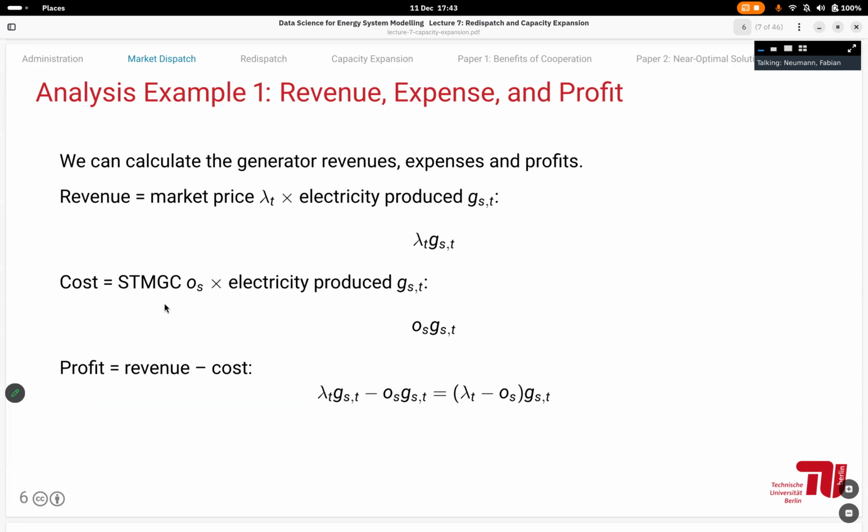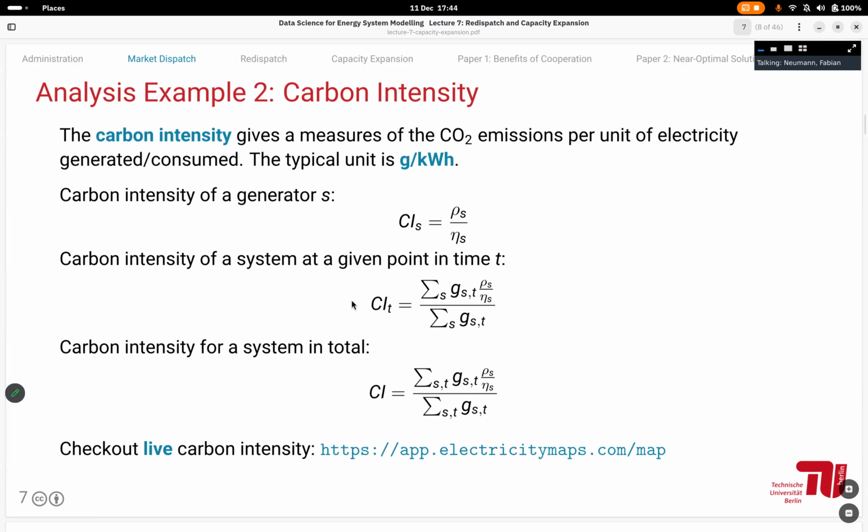For the revenue, you could calculate the electricity a unit produced. So that's your decision variable, times the market price. That would be your market clearing price, the dual variable of the energy balance constraints. You can clearly calculate the cost. That's just the terms in the objective function associated with that component. And then your profit would just be the difference between the two. So that would be fairly simple, but also a very common analysis in these markets.